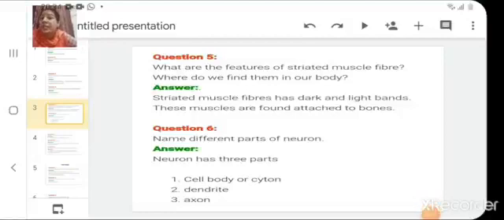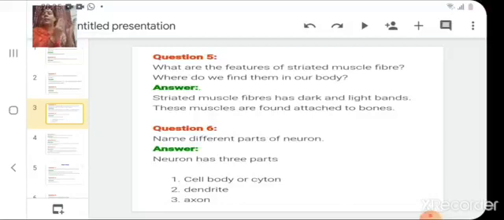Welcome my dear students. In today's session we are going to discuss some of the questions of practical number 2, in which we discussed about different types of tissues. In practical 2 we learned about plant tissues and animal tissues. In today's session we will discuss some of the questions which are related to that practical only.